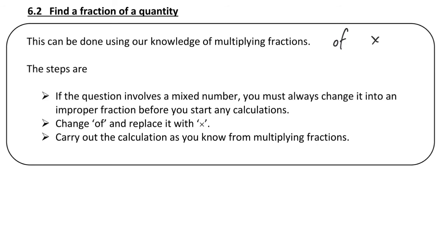And as we have looked at before, if we've got a mixed number, we need to first of all change that into an improper fraction or a top-heavy fraction. So if we had 2 1/3, we'd have to change that into 7/3. And then we should carry out the calculation because we should know how to multiply fractions. And just a reminder on that, to multiply fractions, we try to cancel top and bottom. We don't ever cancel sideways.